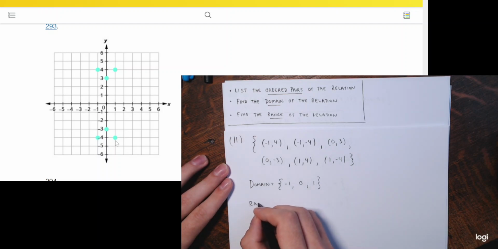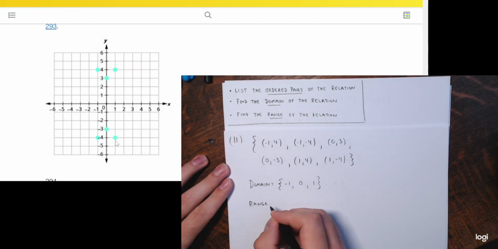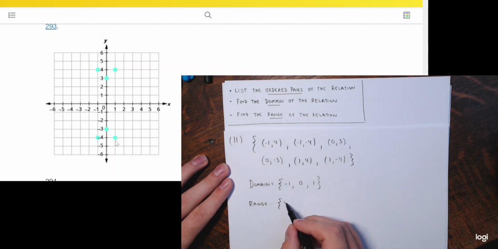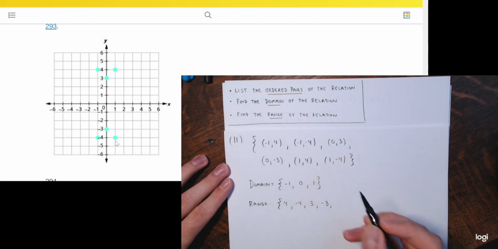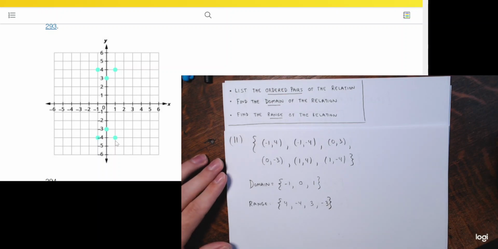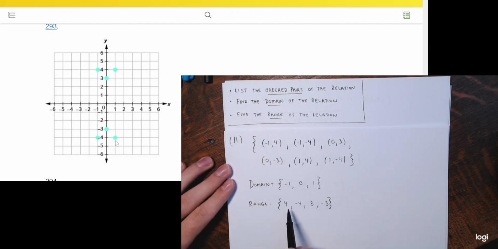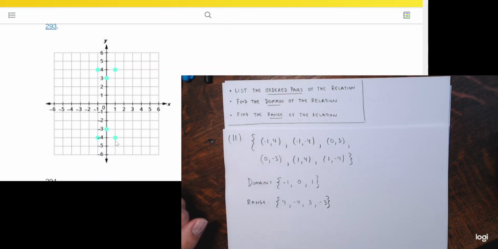Then the range, right, is the set of the y coordinates, the second values, so 4, -4, 3 and -3, and 4 and -4 again. No need to write those. I've already written 4 and -4. So the only values in the range are 4, -4, 3, and -3. And there you go. Simple as that. Very, very simple stuff, I feel.